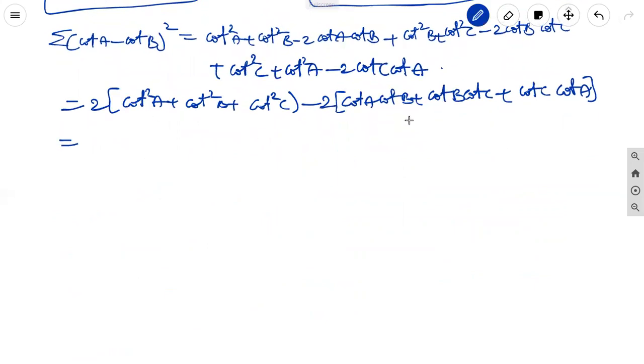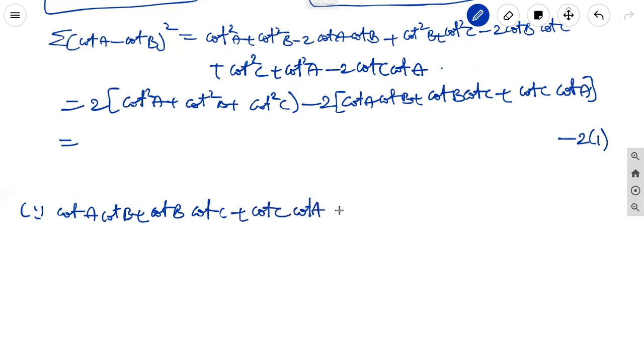From the previous problem, it will be 1. That is, it is minus 2 into 1. Why? Because the summation of cot A cot B plus cot B cot C plus cot C cot A value is equal to 1 from the previous problem.